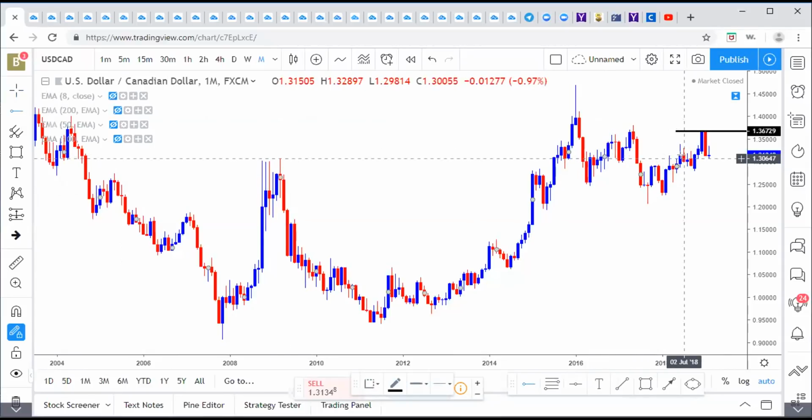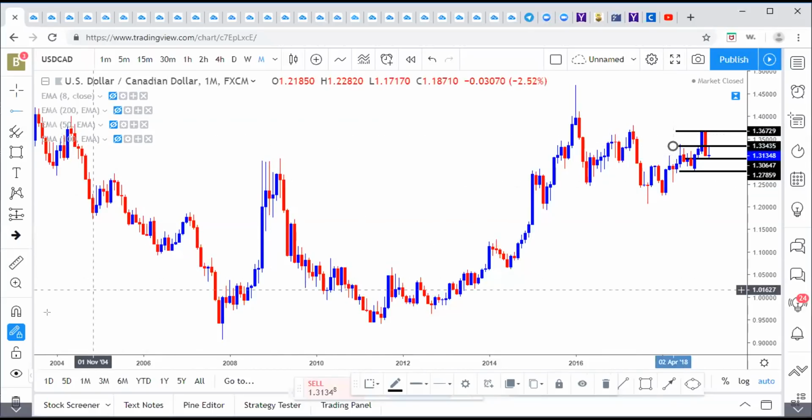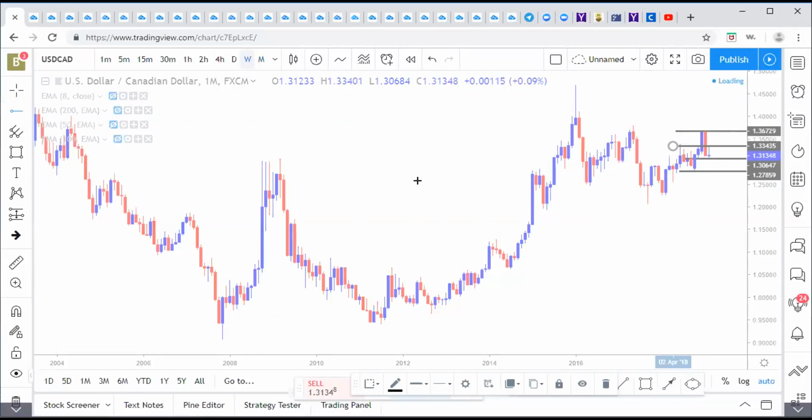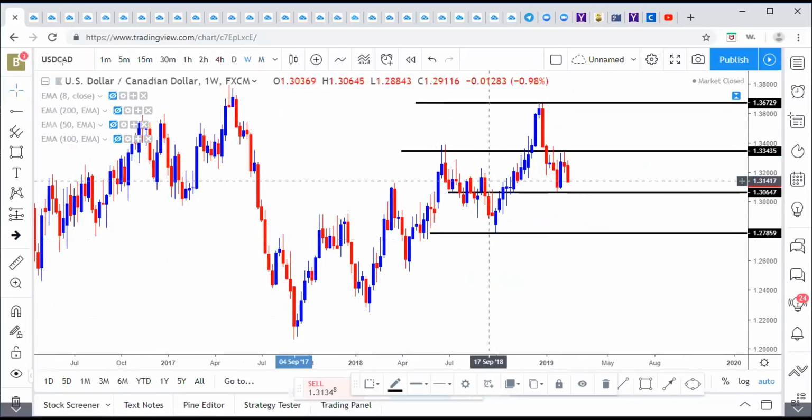I'll make a mark here. I'll make a mark here. And right here. I usually make roughly about 4 of them. Then I drop down to my weekly. When I get to my weekly, that's when I draw my trend line.